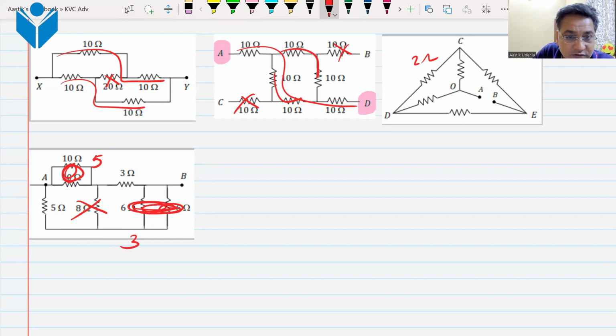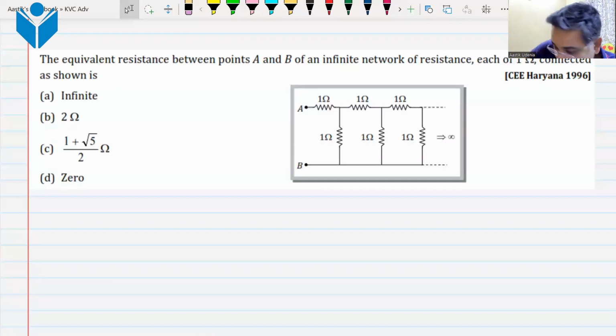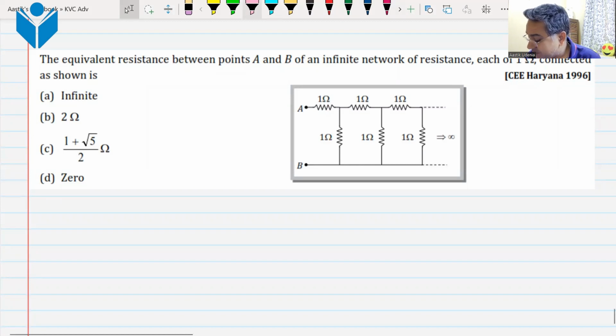Now let us move on to this type of question where we have an infinite series, and how are we going to solve that question? So try this one. I'll give you 2 minutes to solve this. What is the equivalent resistance between A and B of an infinite network? I'll give you 2 minutes. So how are we supposed to do this? This is point A and B.